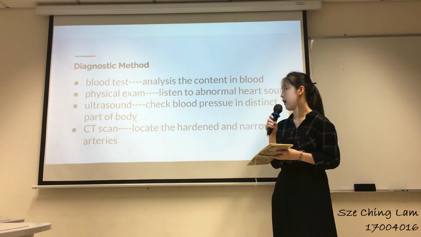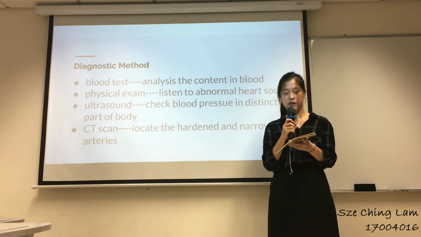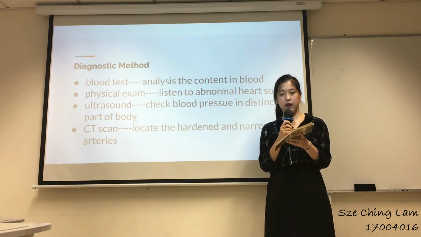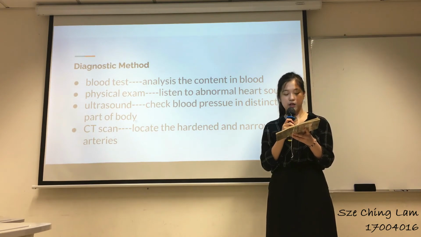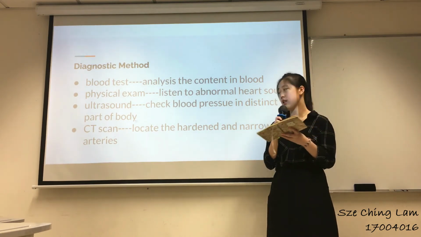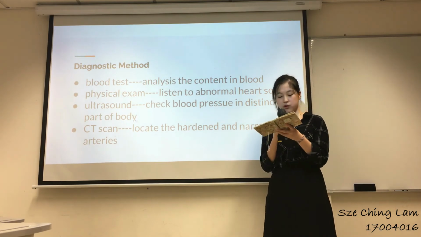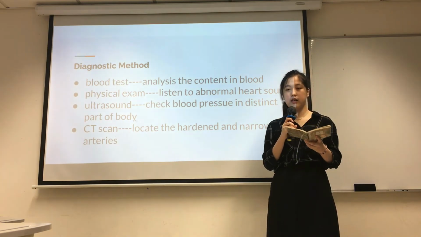The ultrasound test is used to check the blood pressure at distinct parts of the body, and when there is a change in blood pressure, it indicates obstructed blood flow. And lastly is the CT scan, which is used to find out the arteries which are hardened and narrowed.